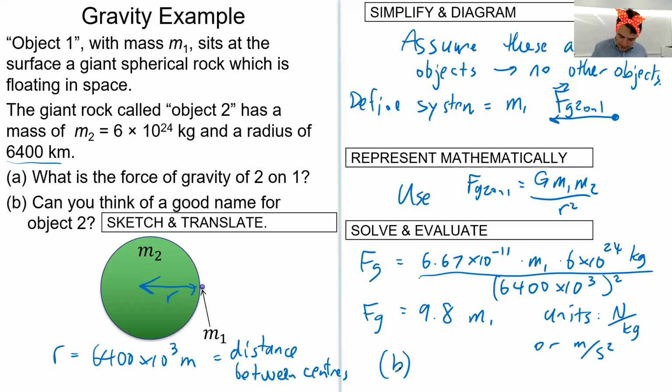So does anyone have an idea? I want you to type into the chat window what would be a good name for object 2. Okay, seeing a lot of people typing Earth. So let's choose Earth. Good job.